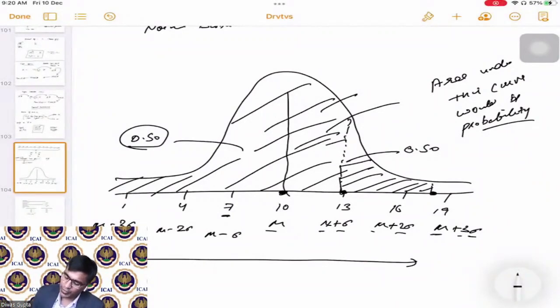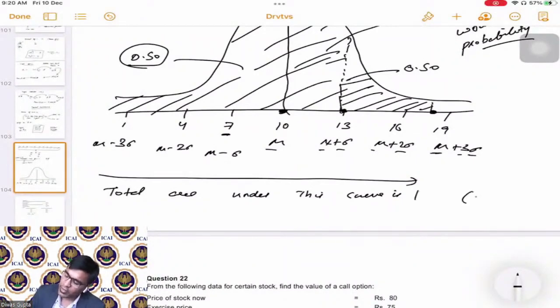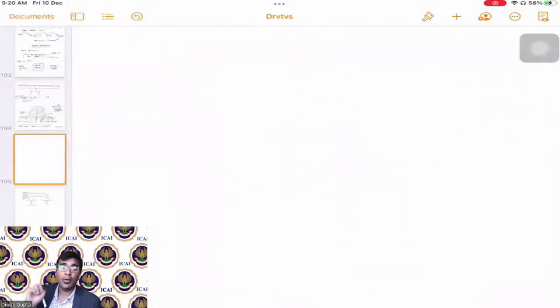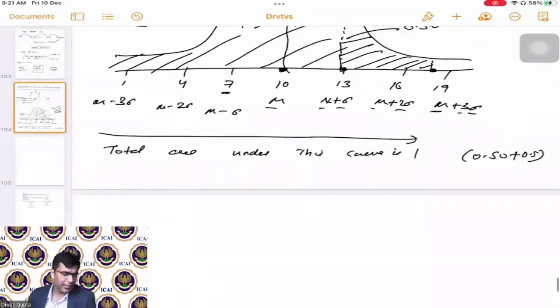Now, first of all, the total area under this curve is 1, correct? Because 0.5 plus 0.5, because the mean distributes the entire series in an equal manner. That is what the logic is. Hence, it is 0.5 and 0.5. Please remember, this 0.5 is the value of probability, okay? This 0.5 is the value of probability.